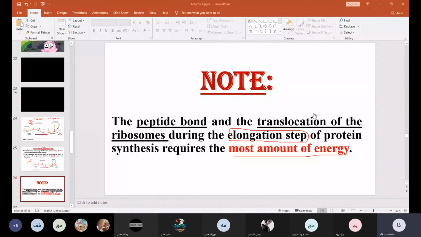So the step that needs the most energy is elongation, because it has the translocation and the peptide bond.